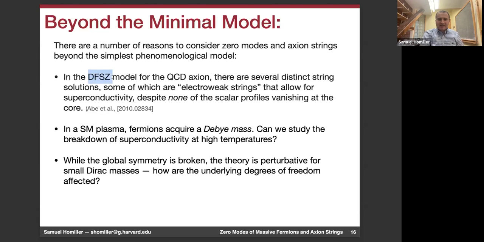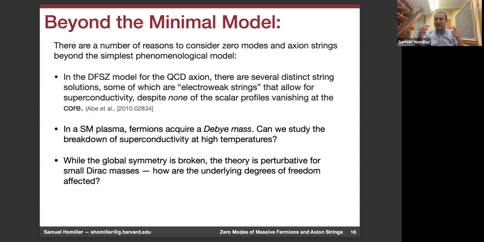But because this model has additional scalars, there's not just this one string solution that you can write down, indexed by the winding. There's several distinct string configurations that you can have. These have kind of interesting properties. Some of them are electroweak strings where you preserve different subgroups of electroweak symmetry at the core. And there are other papers, one of them I cited here, that argued that these strings are still superconducting. And so you can have this kind of interesting phenomenology in these models that's somewhat non-minimal. But if you look at these string solutions, none of the scalar profiles of these string solutions actually vanish at the core.